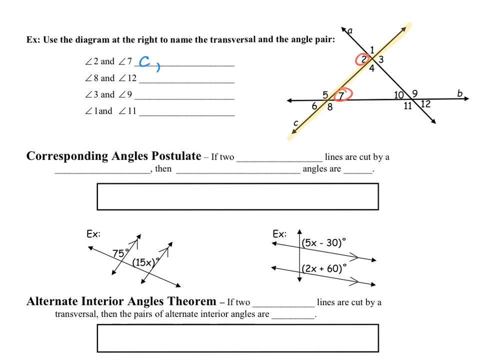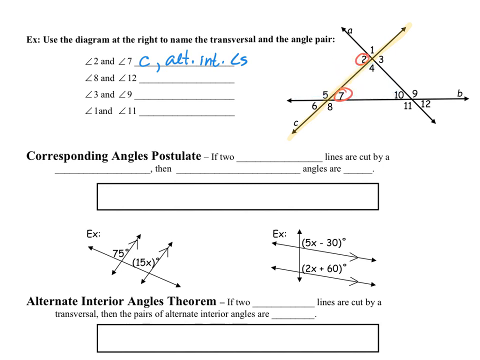So C is the transversal, and then we need to name the angle pair. If you look at our angle pair, they're on alternating sides of the transversal, and they're in the interior. Let me shade that interior. They're in the interior of the two lines being transversed. So we would say that those two angles are alternate interior angles. Often we will abbreviate, so I'm going to use ALT for alternate and INT for interior, and then the angle symbol. So line C is the transversal, and this pair of angles is alternate interior angles.